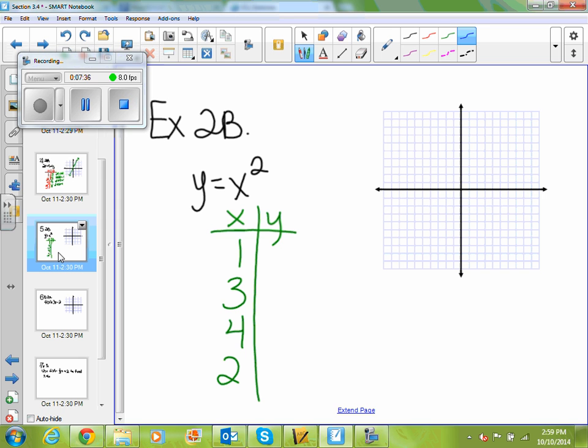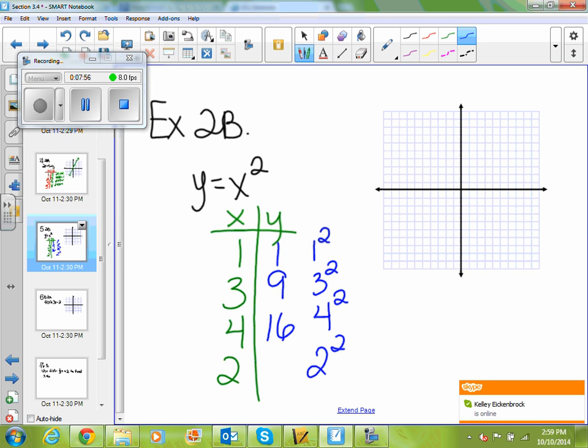If I plug in 1, then I end up with 1 squared. 1 times 1 is 1. Okay, if I plug in 3, then I get 3 squared. 3 times 3 is 9. Okay, if I plug in 4, then I get 4 squared. 4 times 4 is 16. And if I plug in 2, then I get 2 squared. 2 times 2 is 4. Okay, so there are my points.